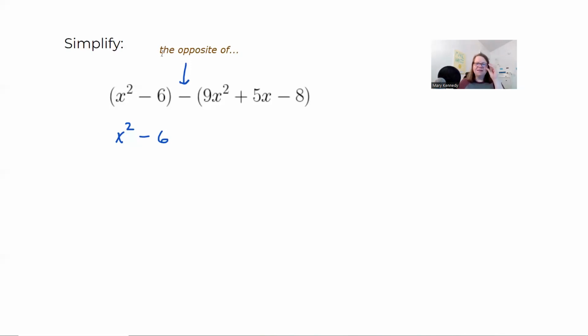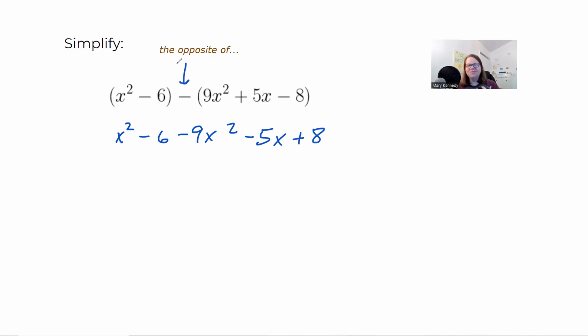Okay, so here we go. So that negative means the opposite of whatever's after that in parentheses. So the opposite of 9x squared is just negative 9x squared. The opposite of 5x is negative 5x. And the opposite of negative 8 is positive 8. That's it. That's what that negative does to the rest of it. Technically, it's a -1, and you just multiplied when we did this. We just multiplied by -1, but it's just the opposite of.